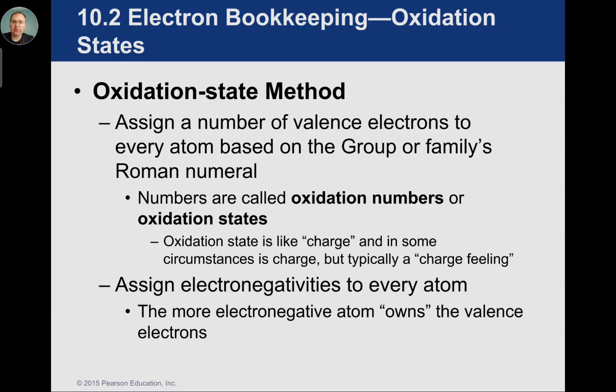In order to do this safely, we're going to look at electronegativities and realize that the more electronegative you are, the more likely you are to own the electrons that are in that chemical bond. So this is specific to covalent compounds, because in ionic compounds you can already see their charge and just assume that their charge is their oxidation state.